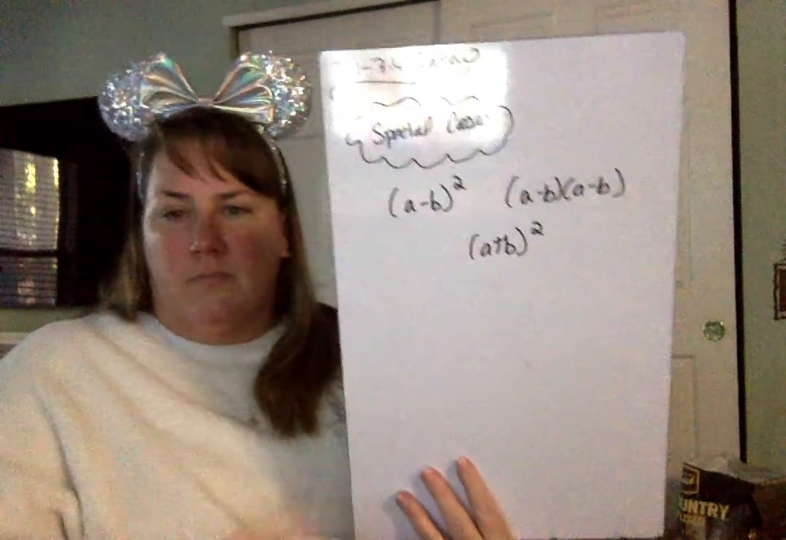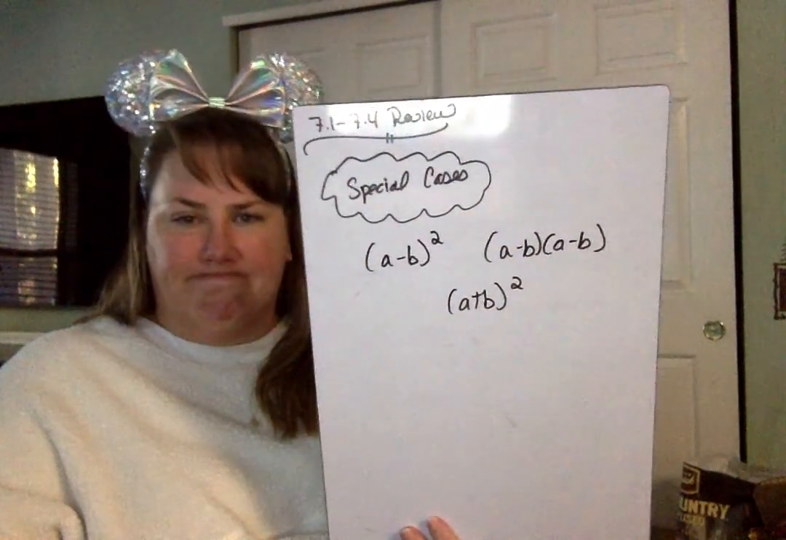And then section 7.4 was just our special cases. But we saw special cases twice this chapter. We saw it with multiplying, and then we saw it with factoring. Okay, so special cases. I'm just going to kind of throw some up here. These are special cases.